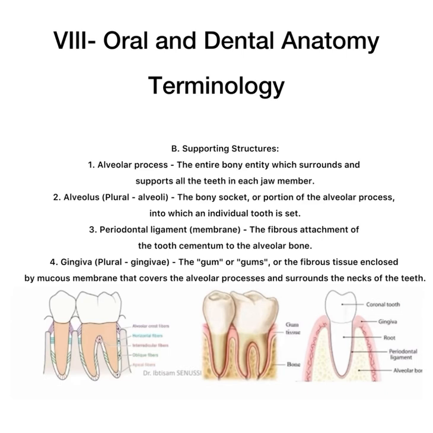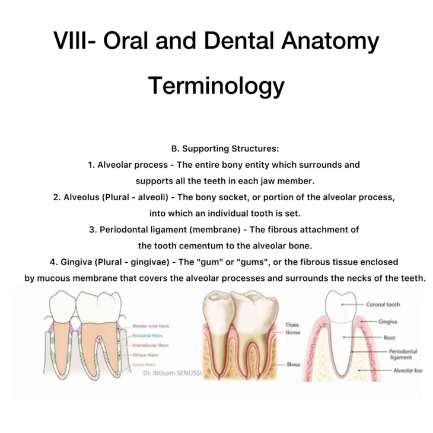Supporting structure. First, alveolar process: the bony entity which surrounds and supports all the teeth in each jaw. Second, alveolus, plural alveoli: the bony socket or portion of the alveolar process into which an individual tooth is set. Third, periodontal ligament membrane: the fibers that attach the tooth cementum to the alveolar bone.